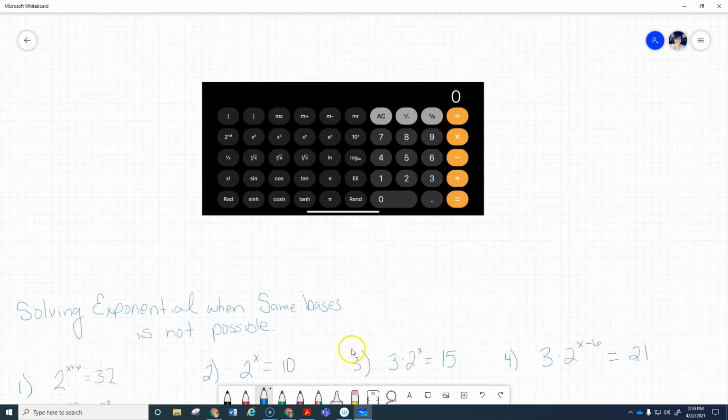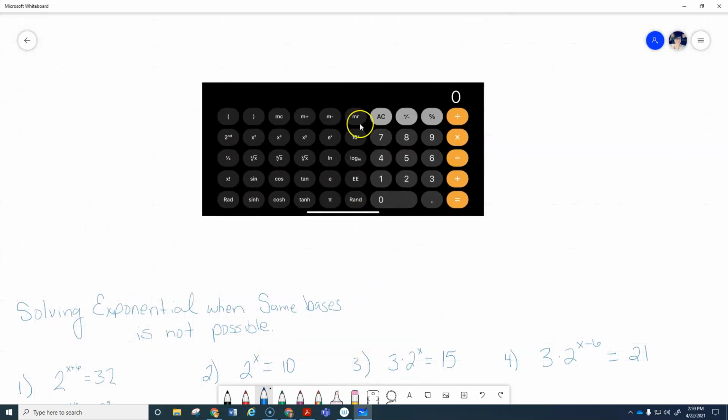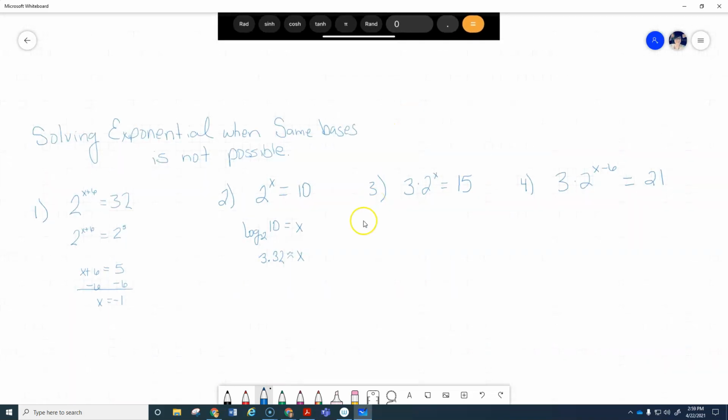I did a screenshot of my phone calculator, and notice the only log option that you have on this one is a base 10. So if you were using your calculator, like on your phone or some other calculator, you would have to do the change of base formula and type this into your calculator. But it's going to give you the same thing, 3.32.